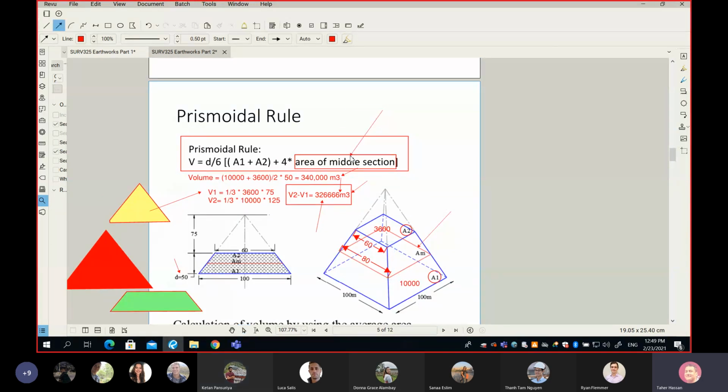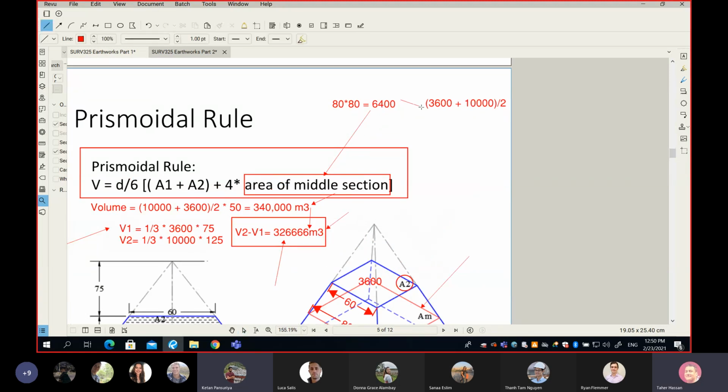So watch this, please. This number here is very simple. It's 80 times 80, which is equal to 6400. Okay, some of you, and that's a very common mistake, think, okay Tahir, why don't we just get the average area? So we get A1 plus A2 divided by 2. Let's do that. A1 is 3600 plus A2 is 10,000, and then divided by 2. Can anybody help me with this number, please? $6,800. Okay, look at this. Are they equal or not equal? Not equal. So all I'm trying to say here is, please don't think of the area in the middle as the average area. It is not.